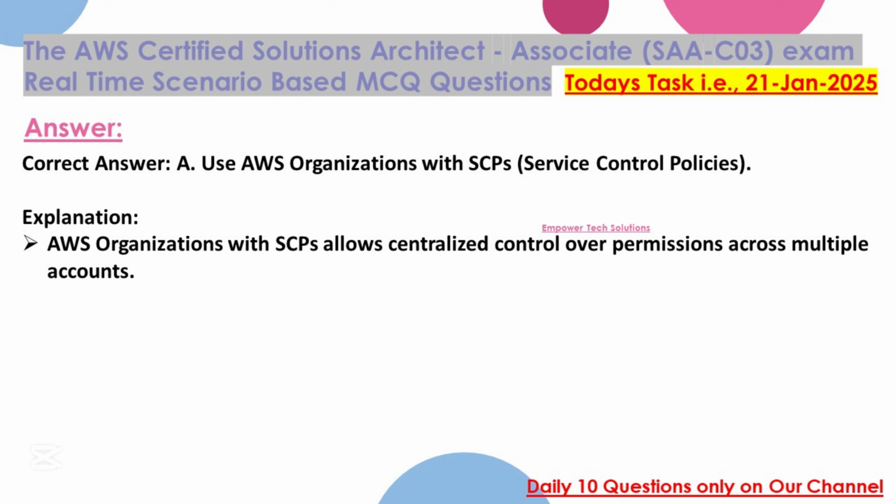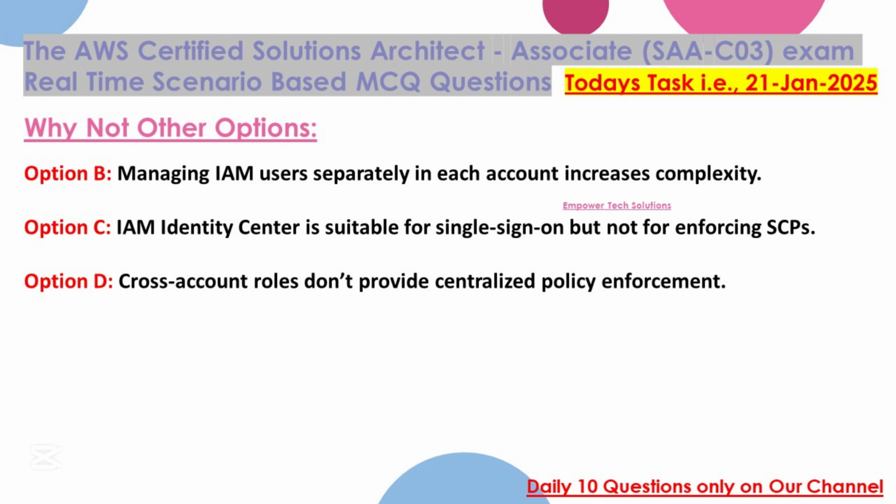Correct answer, A. Use AWS Organizations with SCPs, service control policies. Explanation: AWS Organizations with SCPs allow centralized control over permissions across multiple accounts. Why not other options? Option B. Managing IAM users separately in each account increases complexity. Option C. IAM Identity Center is suitable for single sign-on but not for enforcing SCPs. Option D. Cross-account roles don't provide centralized policy enforcement.